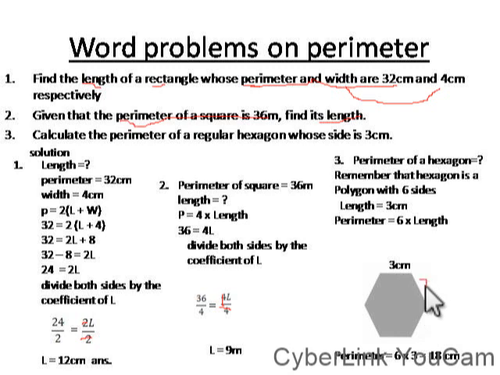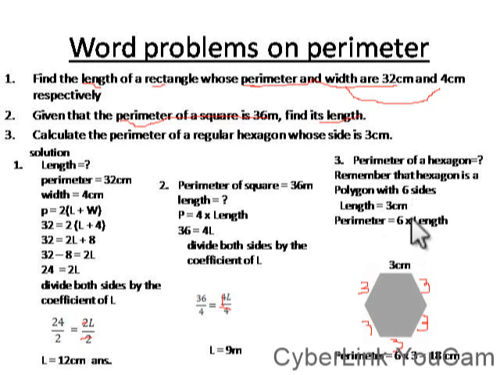So this side is 3 centimeters. This side should as well be 3 centimeters, and this side too, and likewise the remaining sides, each is 3 centimeters, because it is a regular hexagon. Now, the formula for calculating the perimeter of a regular hexagon: how many sides does it have? 6. Then that's 6 times length. That is the standard formula for calculating the perimeter of a regular hexagon.